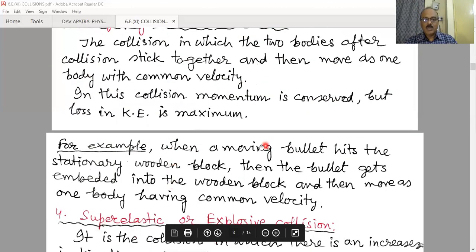For example, when a moving bullet hits a stationary wooden block, let us suppose the bullet gets embedded into the wooden block and then moves as one body having common velocity. This is an example of a perfectly inelastic collision.